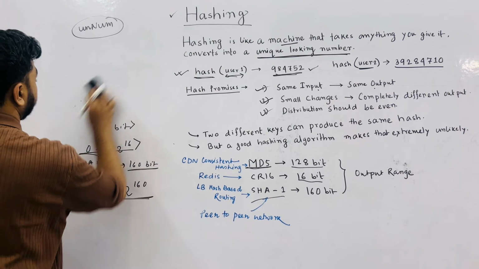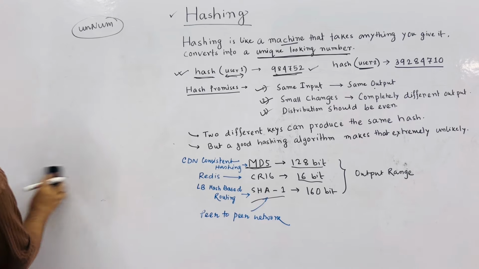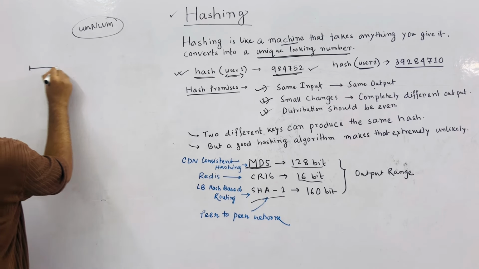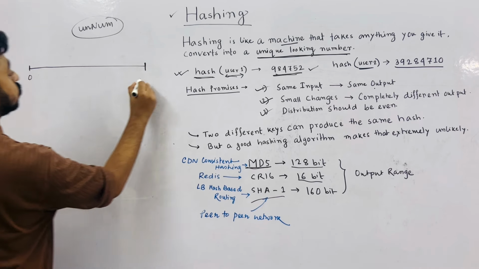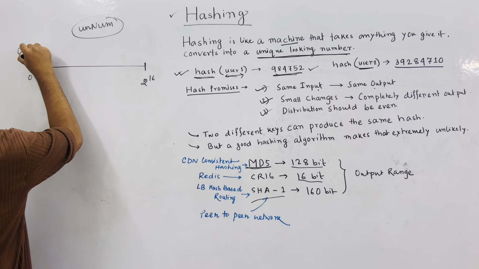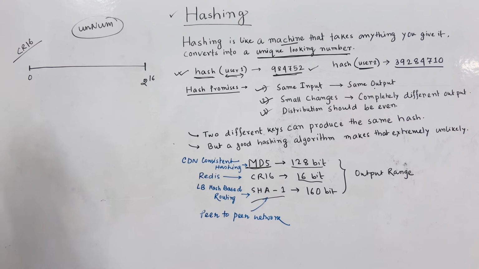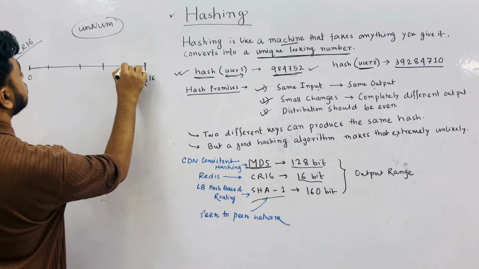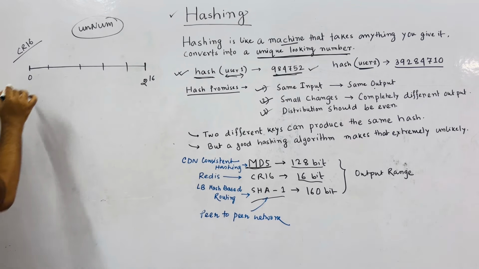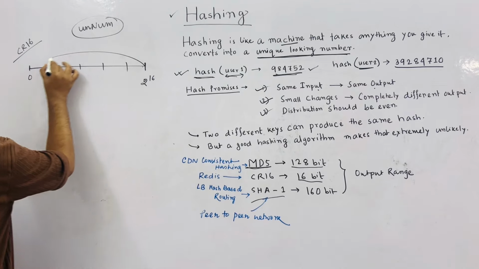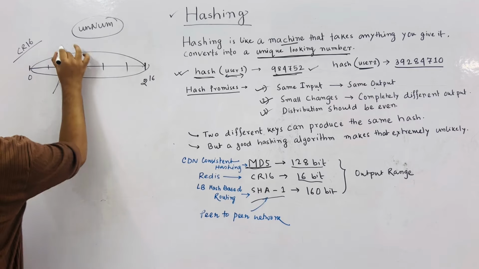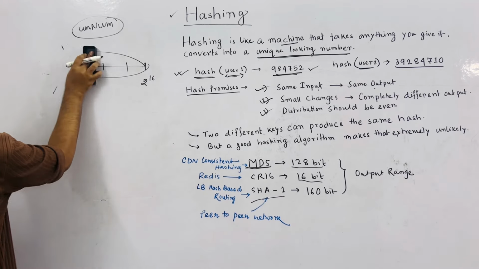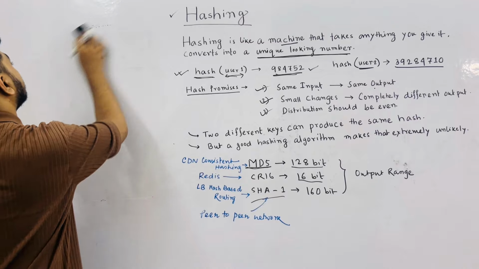If you see this in a graphical format, suppose I take a range from 0 to 2 to the power 16, and this is the CRC16 algorithm we are using. The numbers this hash function generates will be distributed evenly. That means they will be spread over all of this range, not close to any particular area. It will be evenly distributed over the whole range. This is also a hashing guarantee.